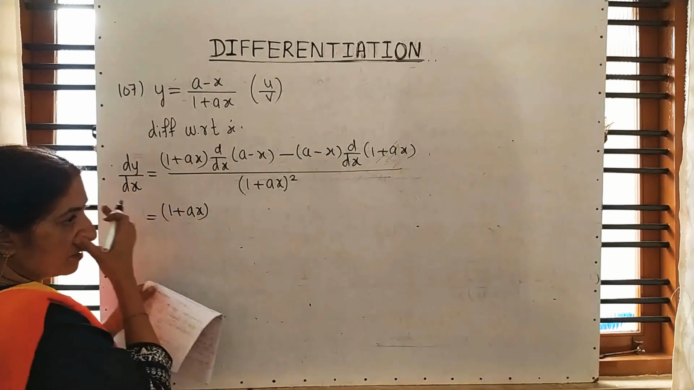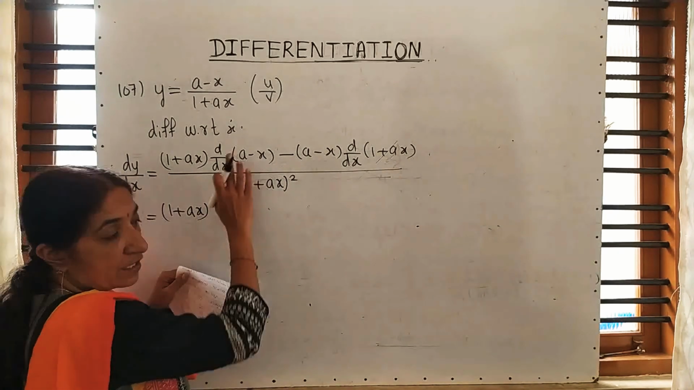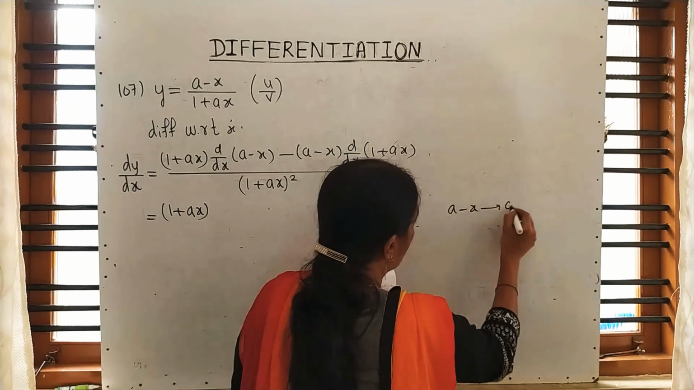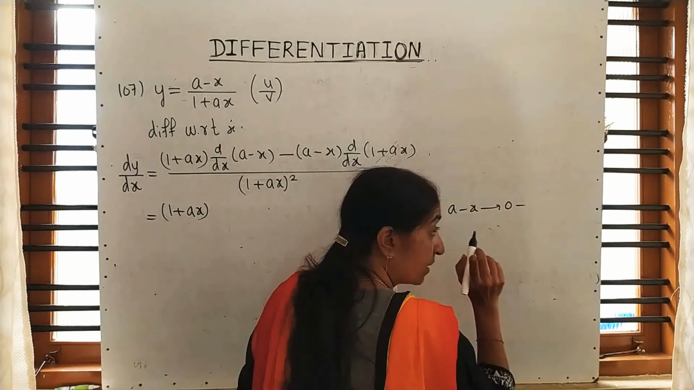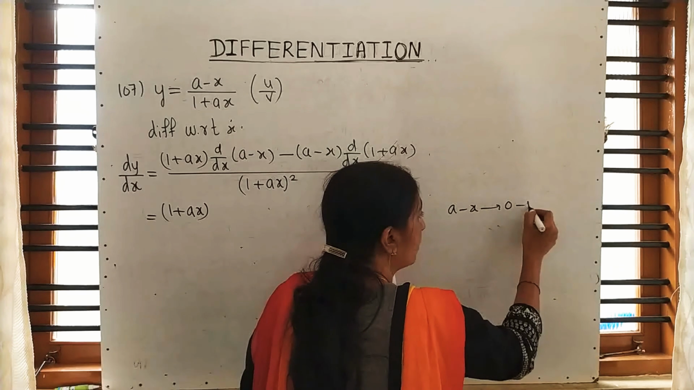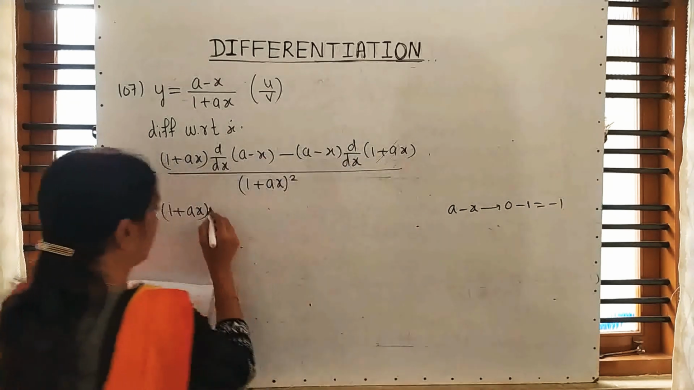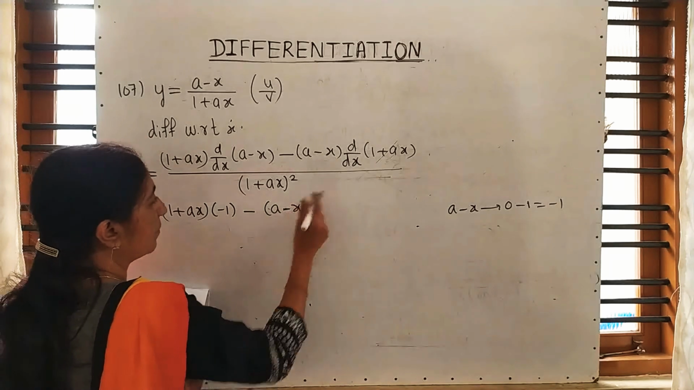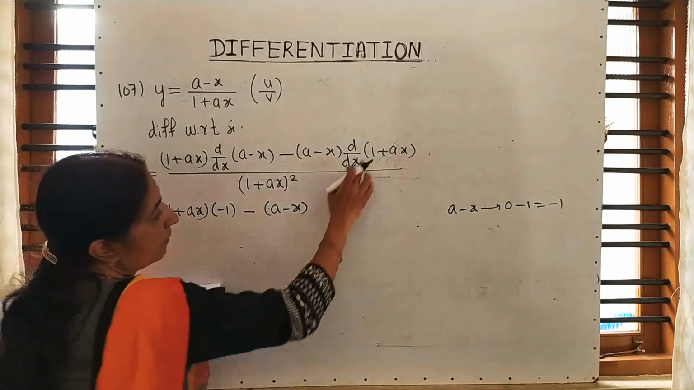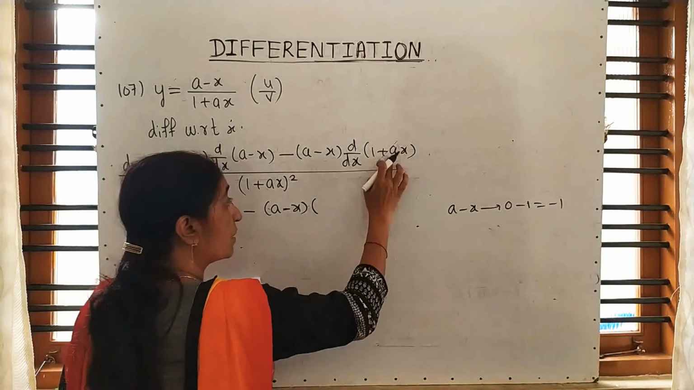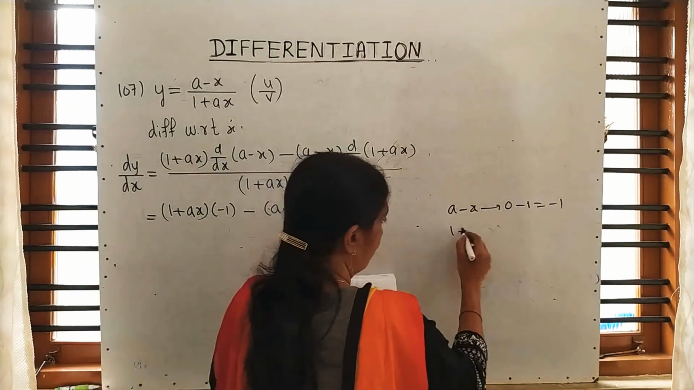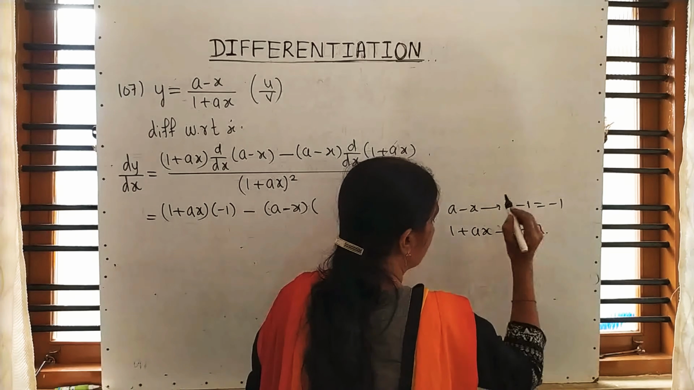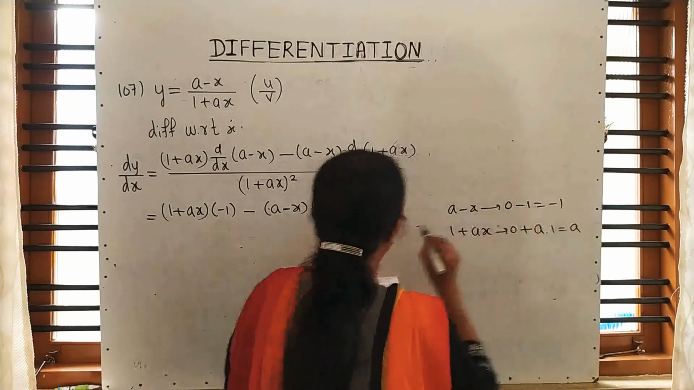What is the differentiation of a minus x? a is a constant, so 0. See, a minus x, differentiation of a is 0, differentiation of x is 1. Because of this minus, the answer is minus 1. Minus a minus x before differentiation. And here differentiation of 1 is 0, differentiation of ax: 1 is 0, plus a constant, differentiation of x is 1. Your final answer is a.